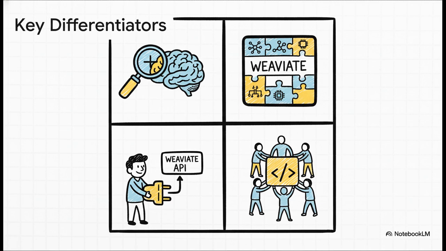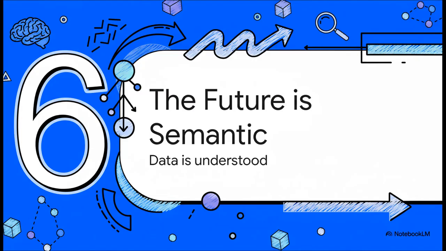You get this hybrid search, so you can mix and match semantic and keyword searching. The built-in modules mean it's basically plug and play with models from places like OpenAI. And of course, being open source with a powerful API makes it a true favorite for developers who want to get their hands dirty.